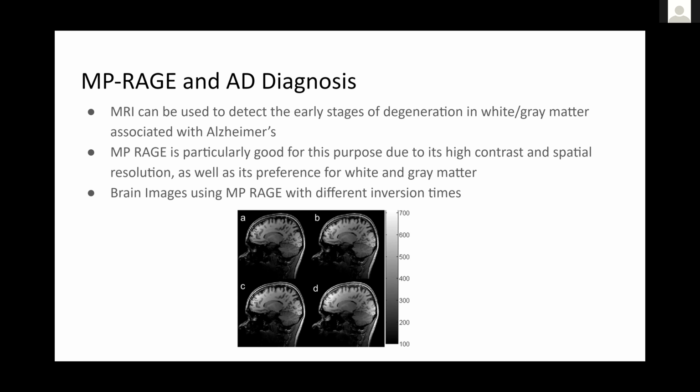The image shows different inversion times, and as said before, shorter inversion times are shown to provide more detail. Picture A in the top left has the shortest inversion time and the highest detail, whereas D has the longest and least amount of detail.